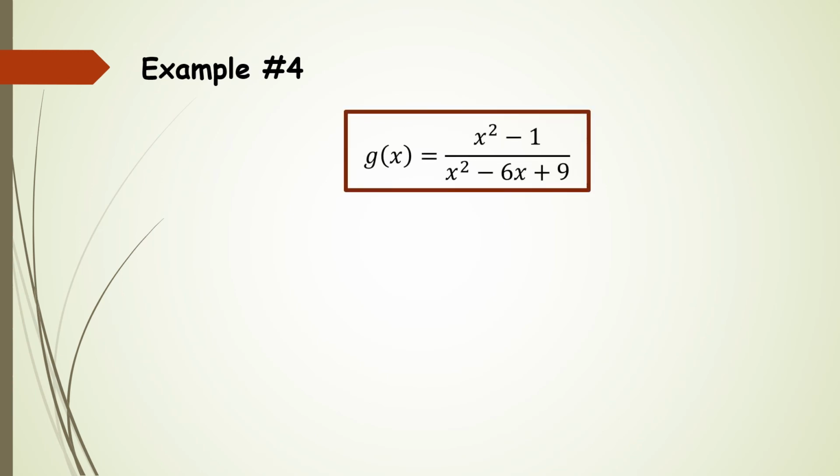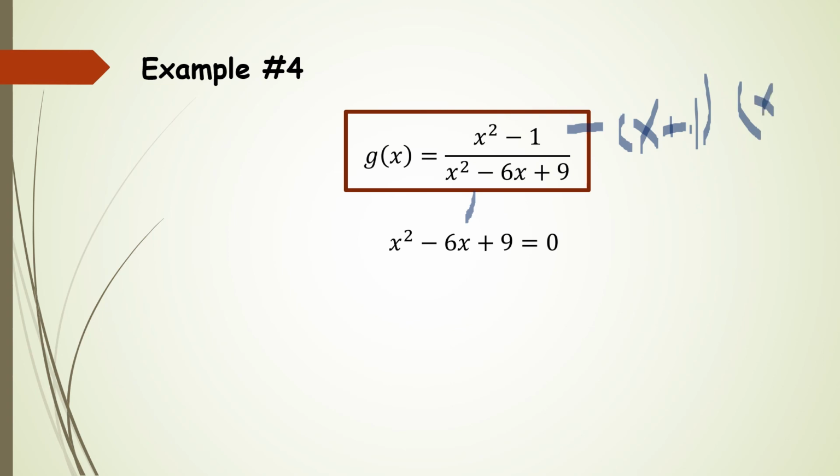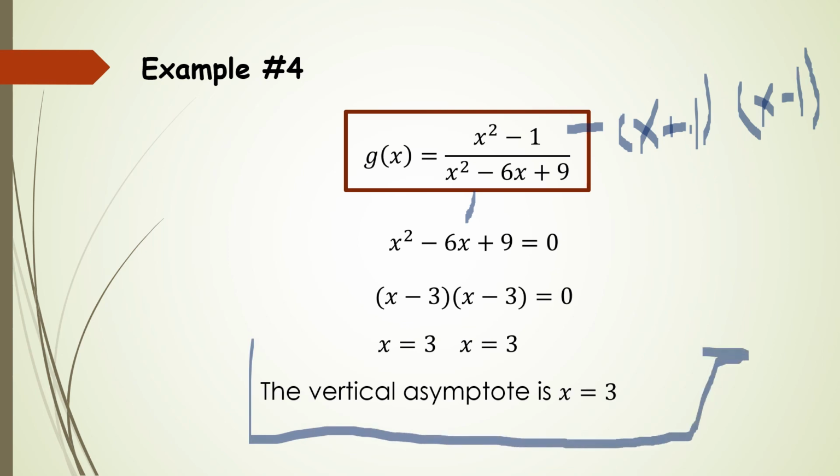For our example number 4, we will have g of x is equal to x squared minus 1 all over x squared minus 6x plus 9. Equate lang natin ulit ang denominator sa 0, which is x squared minus 6x plus 9 is equal to 0. So, makikita naman natin na ang factor ng ating numerator is x plus 1 and x minus 1. At kapag naman na i-factor natin ang ating denominator, magkakaroon tayo ng x minus 3 times the quantity x minus 3. So, wala naman silang common factor. By equating our factors sa 0, we will get x is equal to 3 pareha. Thus, our vertical asymptote is x equals 3.